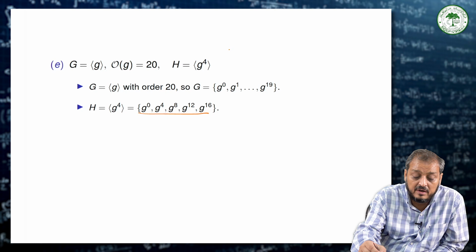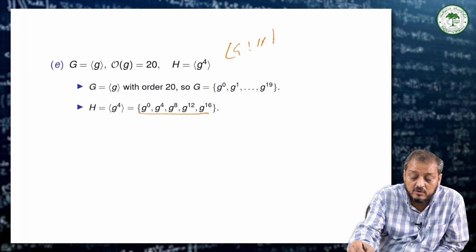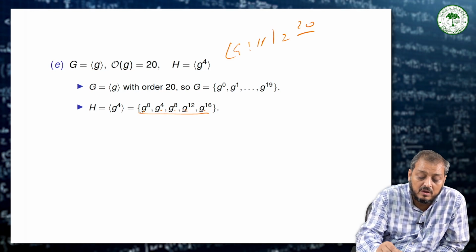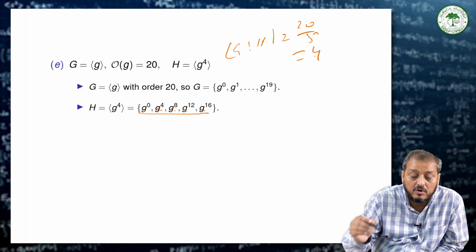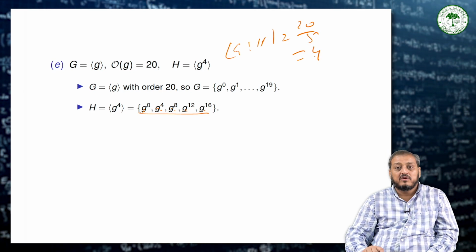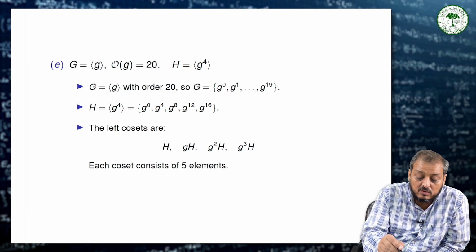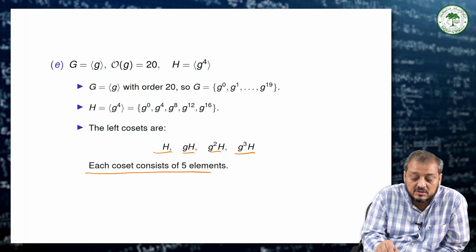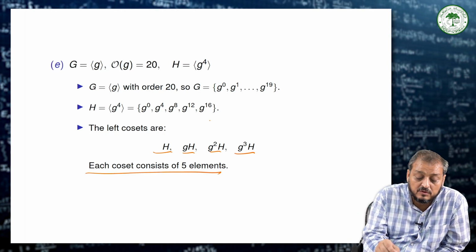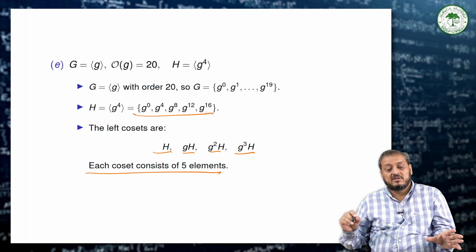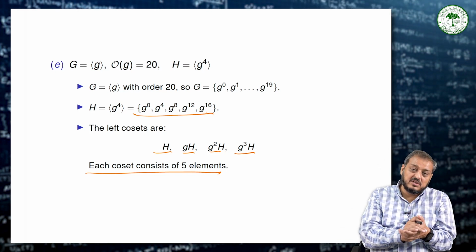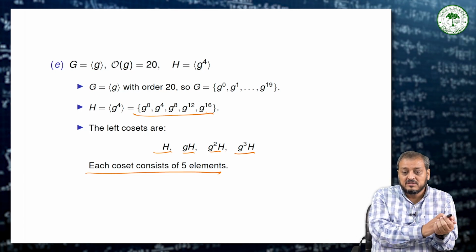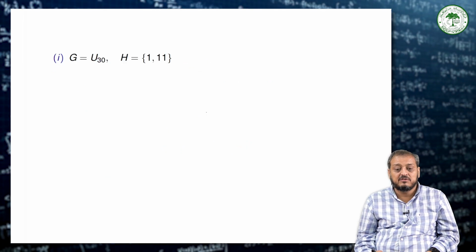If we take the index of H in G, it is 20 divided by the order of H, which is 5, so there are 4 distinct right or left cosets. These cosets are H, gH, g squared H and g cubed H. Each coset consists of 5 elements, because the number of elements in a coset is the same as the number of elements in the subgroup H.